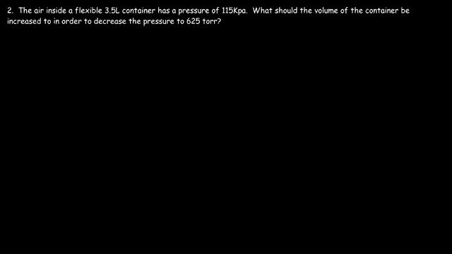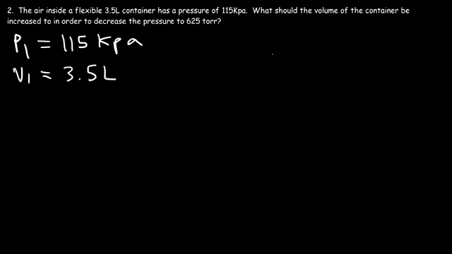Now let's move on to number 2. The air inside a flexible 3.5 liter container has a pressure of 115 kPa. What should the volume of the container be increased to in order to decrease the pressure to 625 torr? So once again, let's just write out what we have. P1 is 115 kPa. V1 is 3.5 liters. P2 is 625 torr. And our goal is to calculate V2.